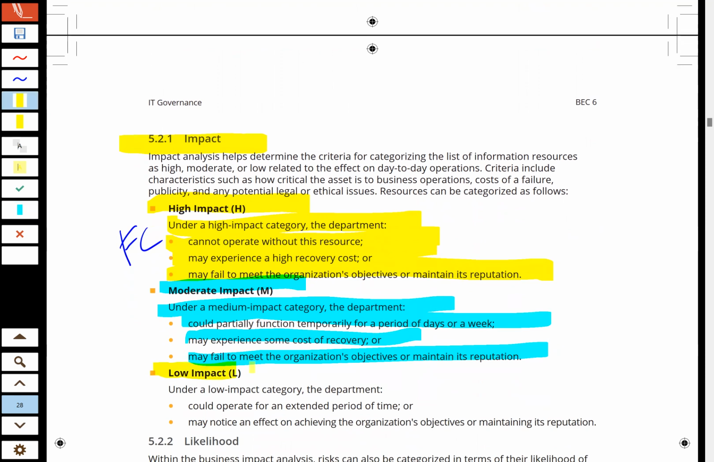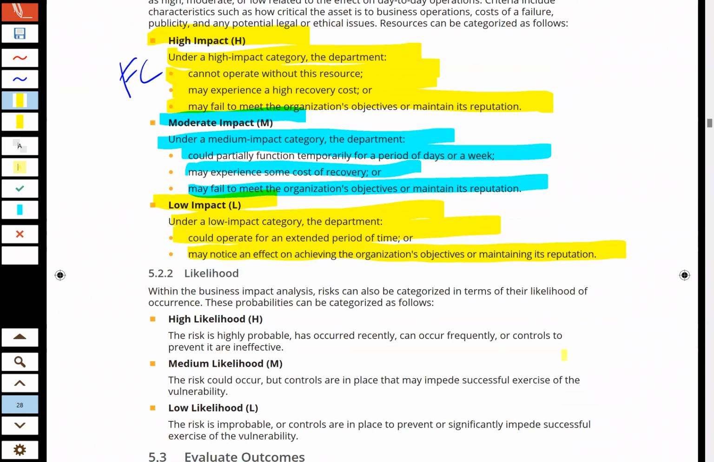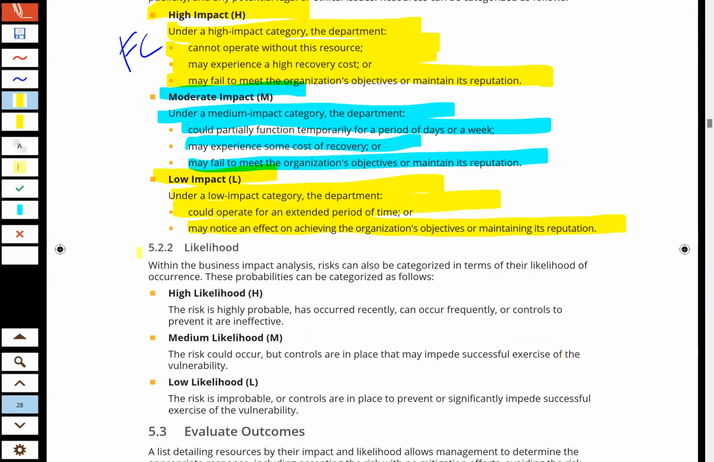And then low impact, okay, under low impact could operate for an extended period and may notice an effect on achieving the organization's objectives or maintaining its reputation. Now, we look at those impacts, and then we look at them in terms of their likelihood. High likelihood means what? It's got a good chance of happening. Medium, okay, maybe it will happen, maybe it won't. Low likelihood means that it's improbable.